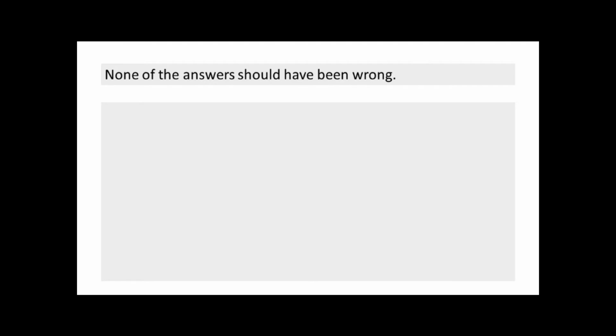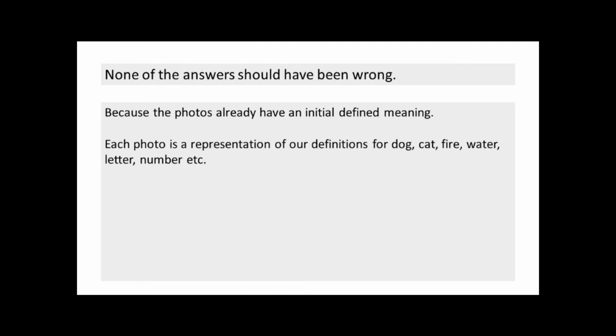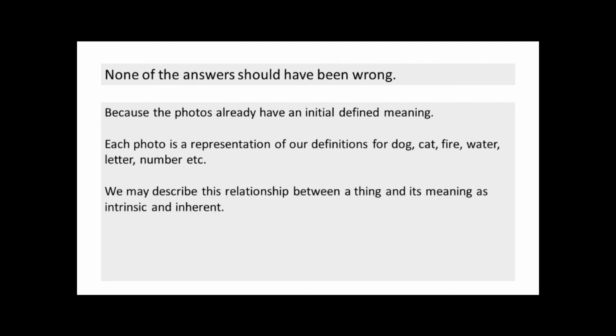However, none of the answers should have been wrong, because the photos already have an initial defined meaning. Each photo is a representation of our definitions for dog, cat, fire, water, letter, number. We may describe this relationship between a thing and its meaning as intrinsic and inherent. The meaning could change or vary, but the relationship remains true.